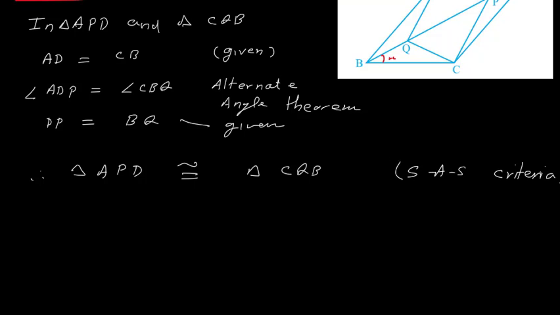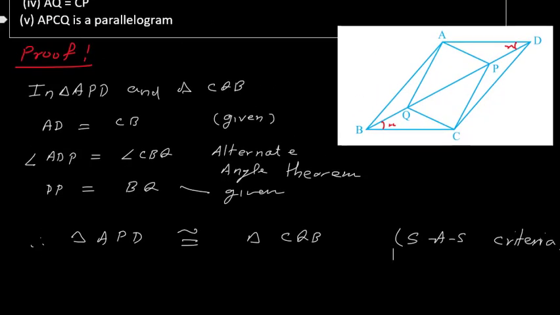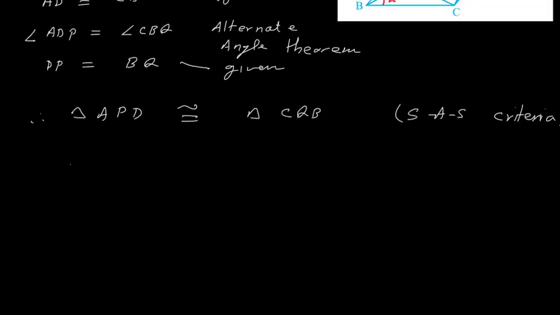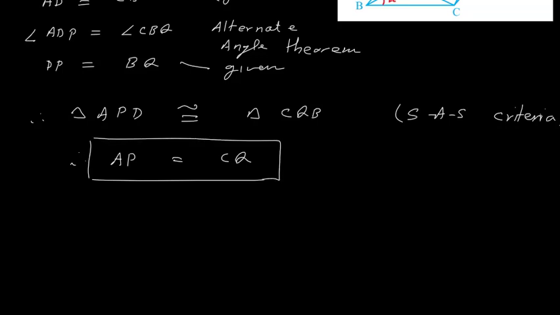Now, as these two triangles are congruent, their corresponding sides are equal. That is, in triangle APD, side AP is equal to CQ. We have to prove that. So, therefore, AP is equal to CQ. This is corresponding parts of congruent triangles. I will consider this as equation 1.